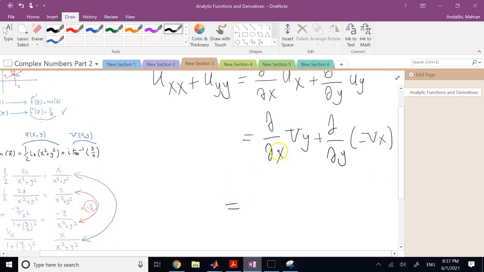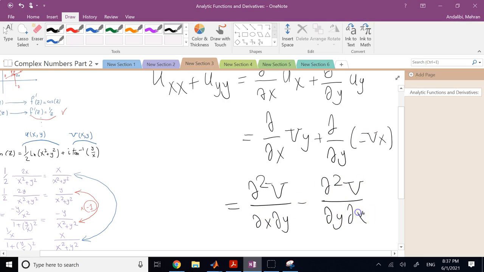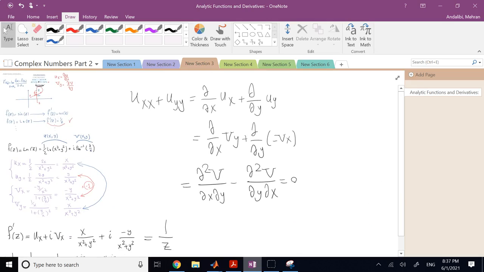So this is going to be the partial derivative with respect to x of v, which is already with respect to y. Correct? So this is like the second derivative of v with respect to y and then x. This is the negative of the second derivative of v with respect to x and y. As you know, these two are equal, so the result is what? 0. Okay, so the sum of these two second derivatives of u or v with respect to x and y, this summation, is equal to 0. And this is what we call del squared of function u, or the Laplacian operator.